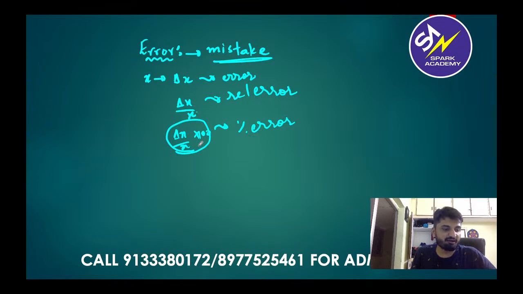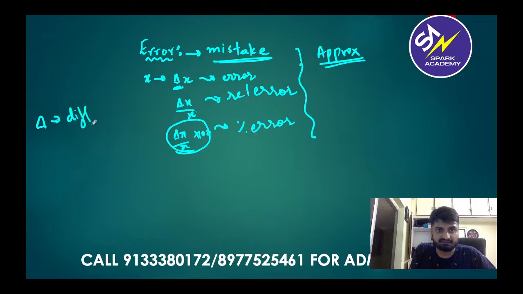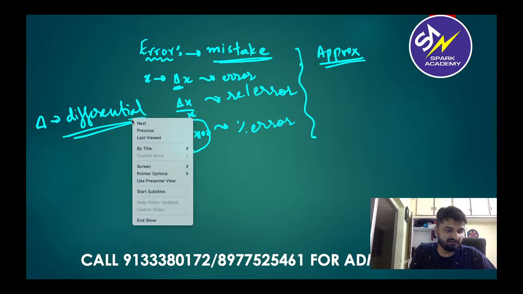So these are the fundamental concepts of errors. When we are talking about errors, there is also something called approximations, which we will see in some time. So what is this delta? This delta is nothing but the differential term in errors, basically. Everyone clear so far with the basic definitions?